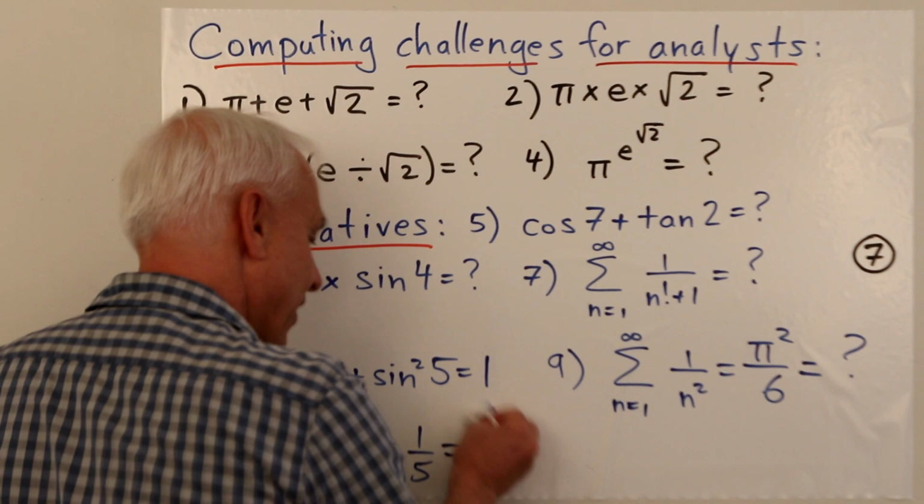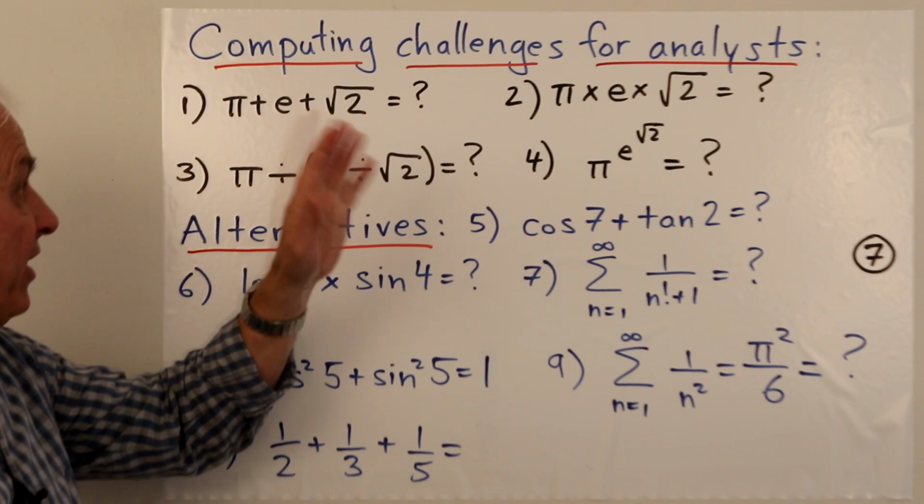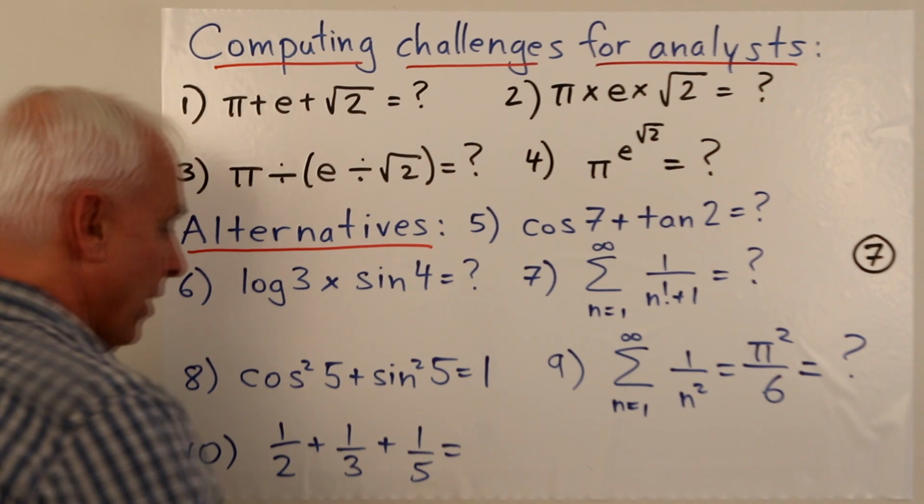you could do the same thing as my analyst friends are likely to do with this. If I ask my analyst friend to simplify this, almost surely, after some waffling, they're going to say the answer is pi plus e plus square root of 2. That's just as simple as it gets. Okay.